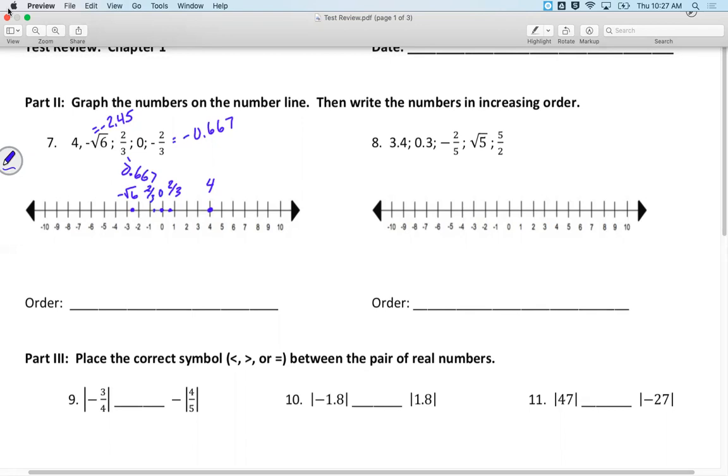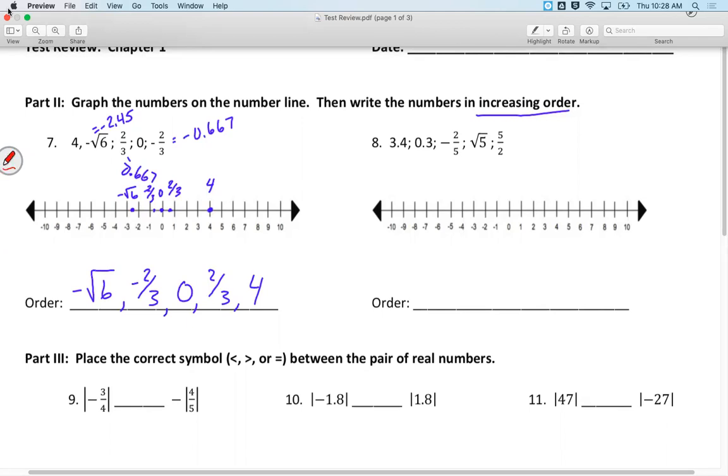So on the line, I'm going to write, because it says in increasing order, I write them as they appear from left to right. So I have negative square root of 6, negative 2/3, 0, 2/3, and 4.